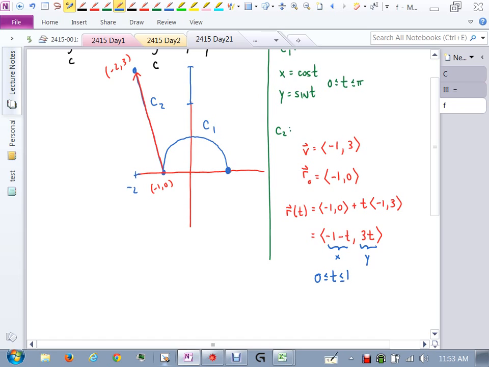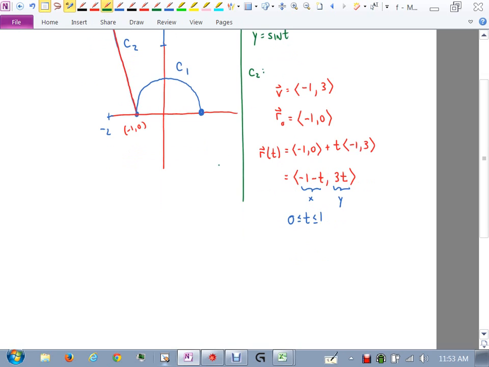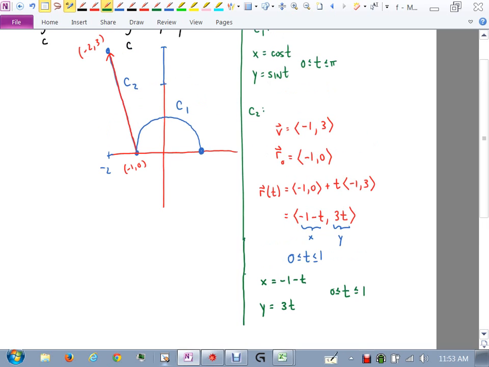Can we check it real quick? If t is 0, where are we? Negative 1, 0. If t is 1, we are at negative 2, 3, up there. So I'm happy with that. Getting back to this, our parametrics were x is negative 1 minus t, y was 3t, and t, we said, was between 0 and 1. There, we have our parametric representations of both curves.